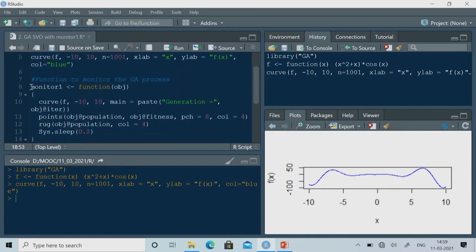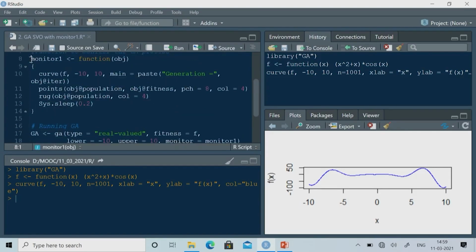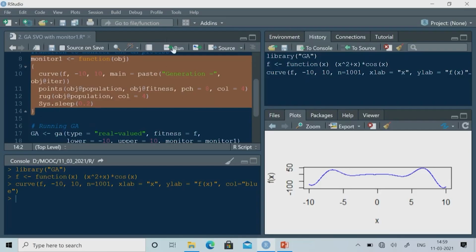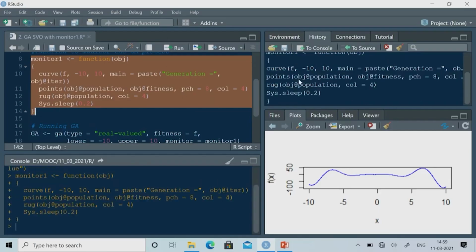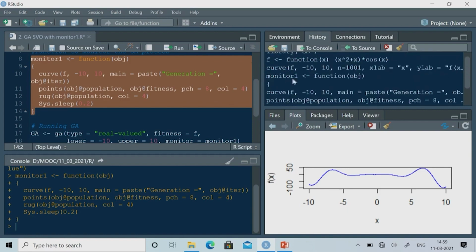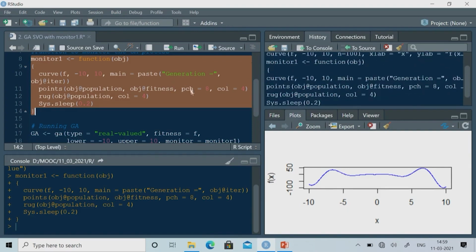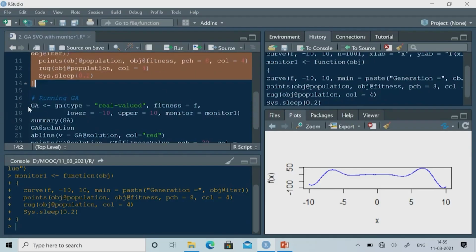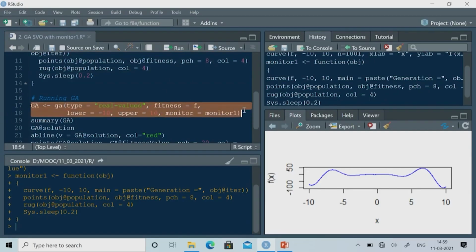So, let us execute this particular function, okay, that monitor function. So, I am selecting this and executing this. So, you can see on the right hand side that the monitor function is executed and it is stored as monitor1. Okay. So, now I will execute this particular line. So, I will run this particular line. Then the GA will run and along with that I can see the processes. Okay. So, how the GA population is converging towards the optimal solution. So, that I can do, just see.